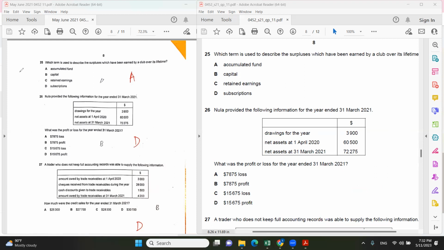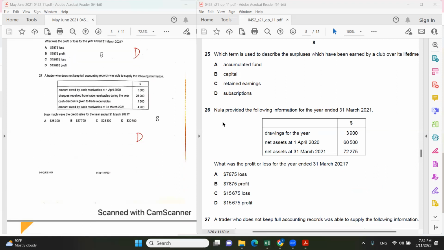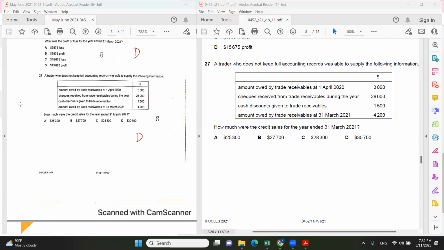Need to move a bit faster because I have class. Okay, we finish this paper first. Let's finish this paper first.